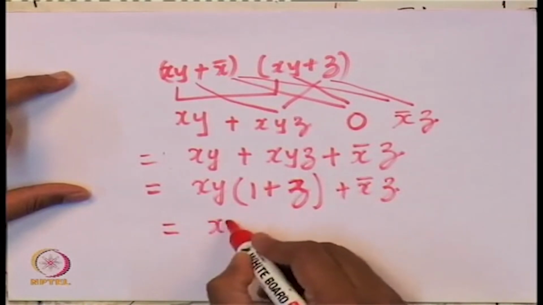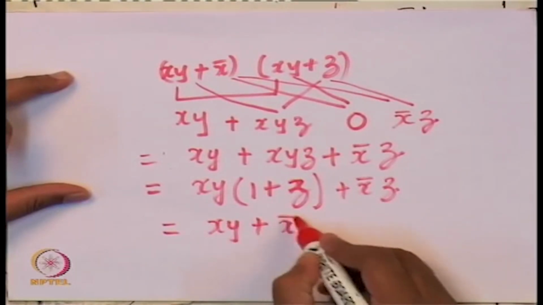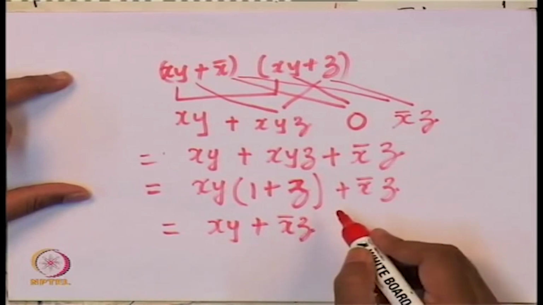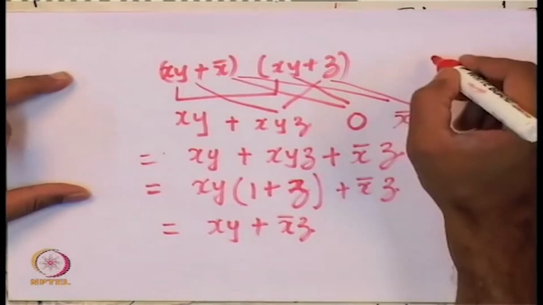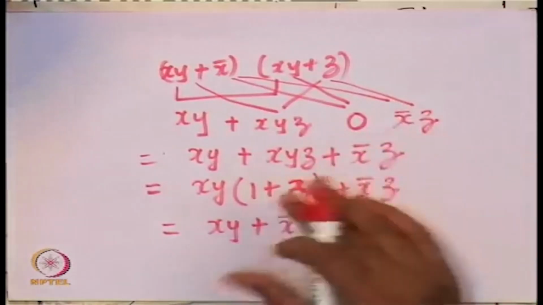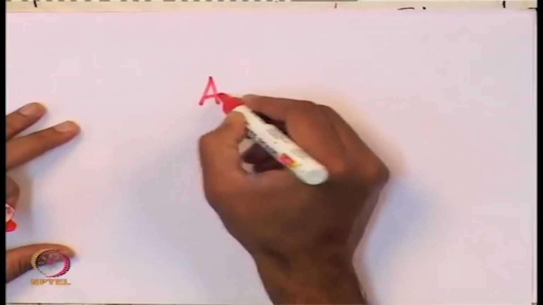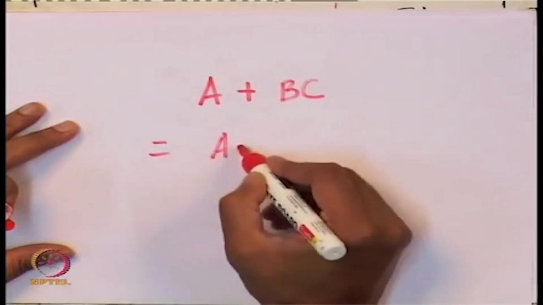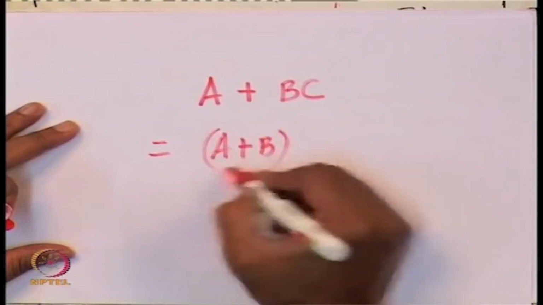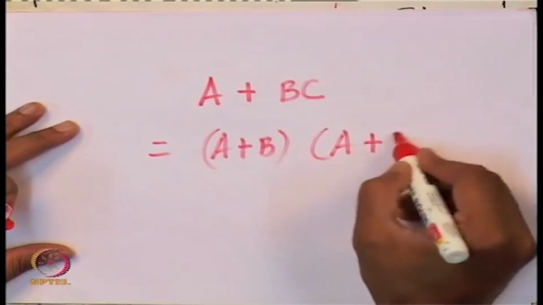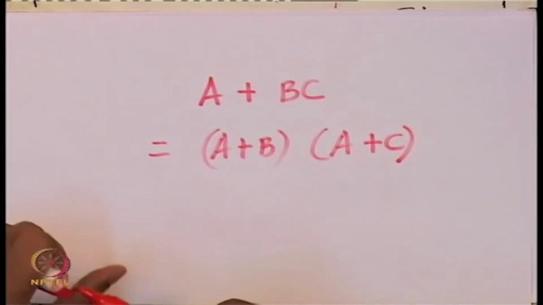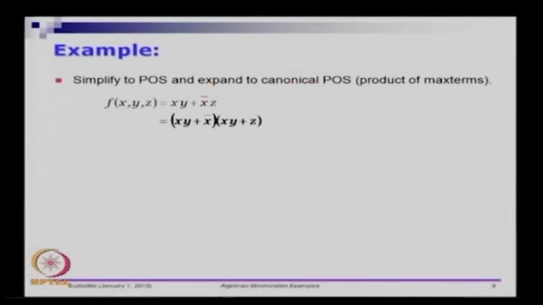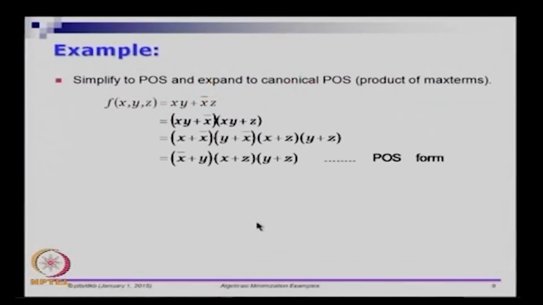So, I can rewrite it as xy plus x bar z, right. So, it is fairly easy here. What I am using is this theorem, which is essentially a plus bc is the same as a plus b into a plus c. So, this is the theorem that I have used to expand to the first line. So, let us move on, let us see how to get this further.